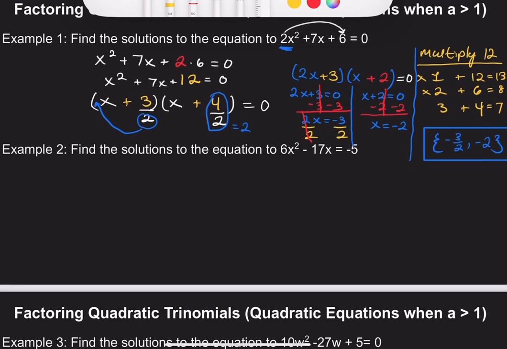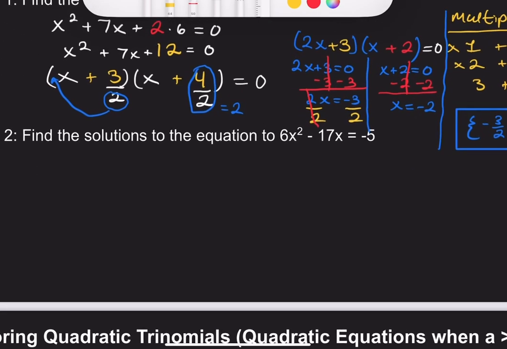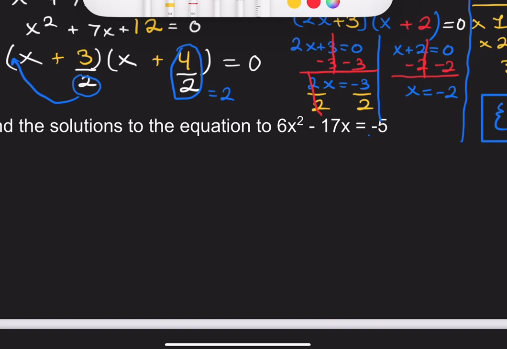Okay. Next example. As we can see, this quadratic trinomial is not equal to 0. I'm going to have to move that 5 to the other side by adding 5 to both sides of my equation. Negative 5 plus 5 is 0. On the left side, we have 6x squared minus 17x plus 5, and that's equal to 0.